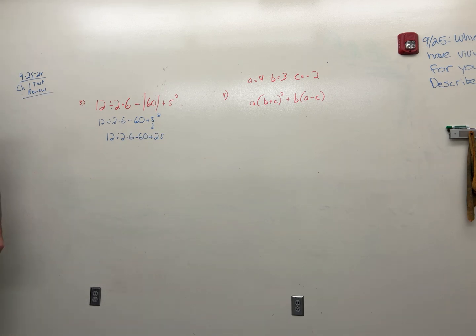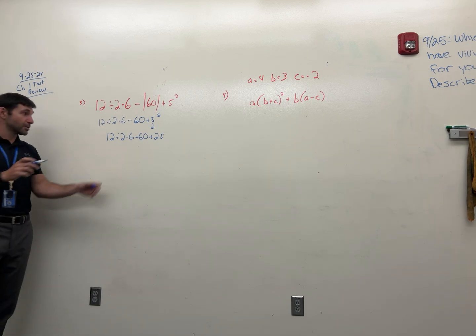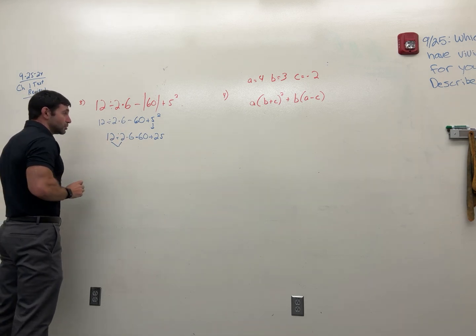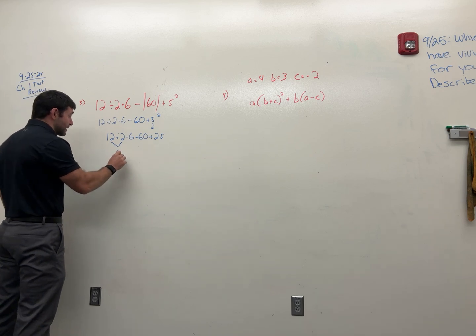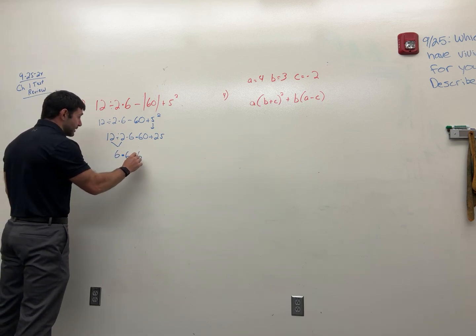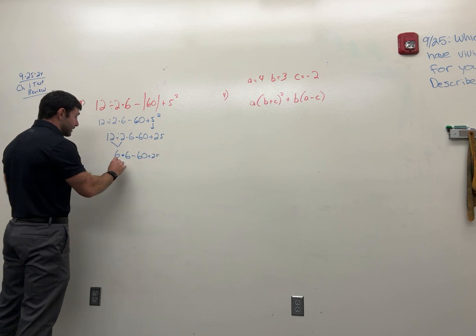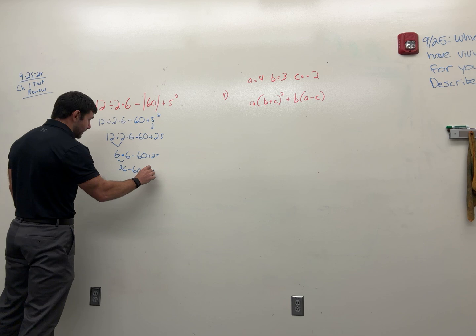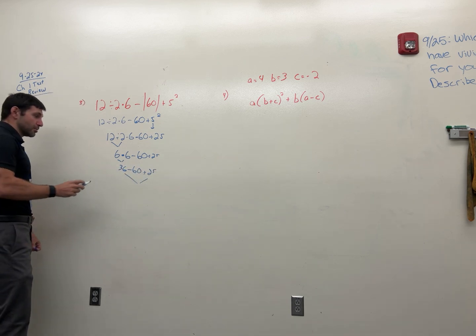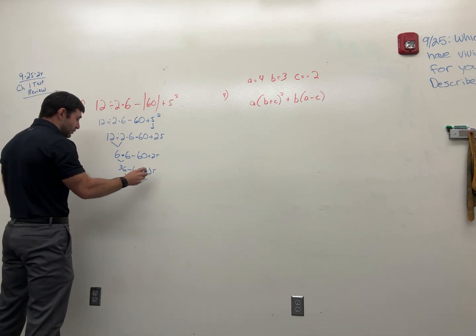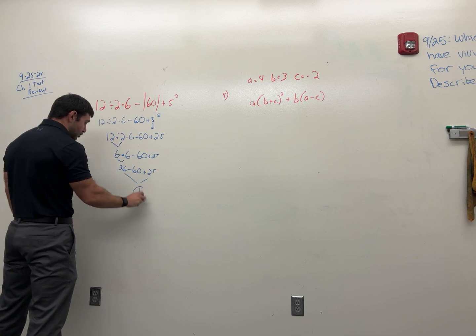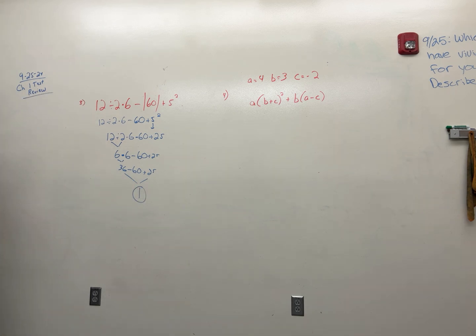Then multiplying and dividing. We do multiplying and dividing from left to right, so it's not 2 times 6 versus 12 divided by 2, which is 6 times 6 minus 60 plus 25. 6 multiplied by 6 is 36 minus 60 plus 25. Then it's an addition and subtraction problem. That's negative 24 plus 25 should give me negative 1, or positive 1.